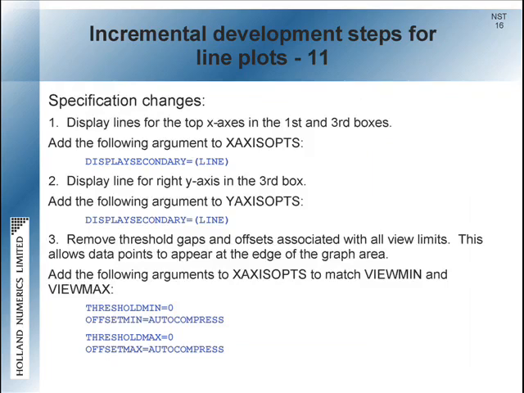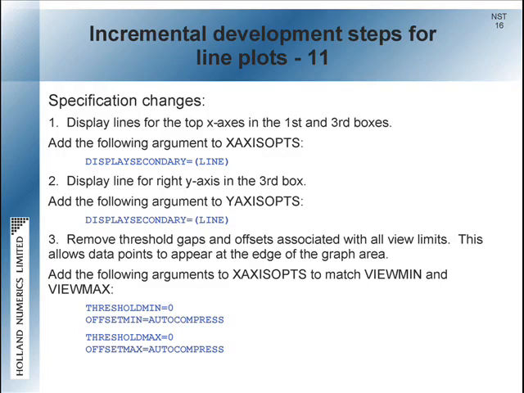So on the next slide, we've got display secondary, which the primary axis is for the y on the left-hand side, but the secondary axis is on the right-hand side of a graph. So this is why it's display secondary equals line for the third y box, and also for the first and second on the x-axis. You'll see that the lines will appear in the appropriate places.